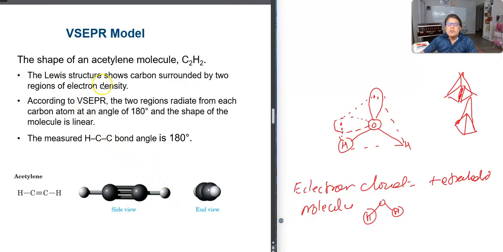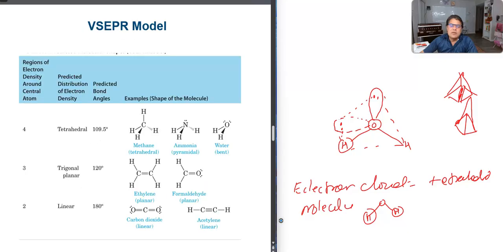So the Lewis structure shows carbon surrounded by two regions of electron density, right? You see, two regions of electron density. According to VSEPR, the two regions repel each other, so the carbon atom is at an angle of 180 degrees. The shape of the molecule is linear. So this looks like this, linear. That's why these hydrogens are farthest from each other. That's why this is linear, according to VSEPR theory.